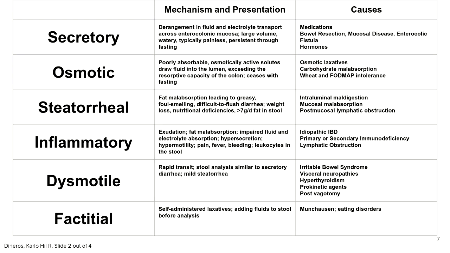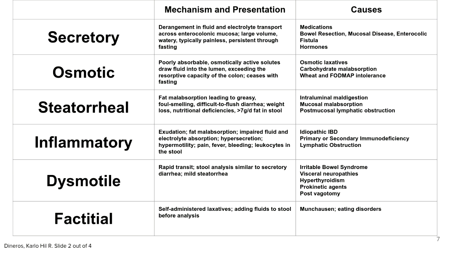Okay. So beginning with secretory diarrhea, its mechanism and presentation is as follows. It's a derangement in fluid and electrolyte transport across the entire colonic mucosa, and it's characterized by a large volume, watery, and typically painless diarrhea that persists through fasting. Its causes may include medications, bowel resection, mucosal diseases, enterocolic fistulae, and hormonal imbalances.